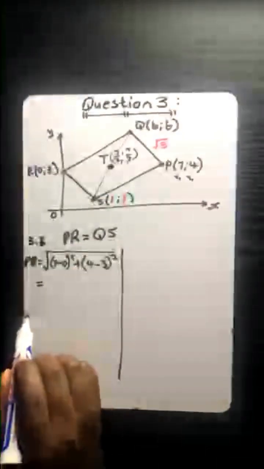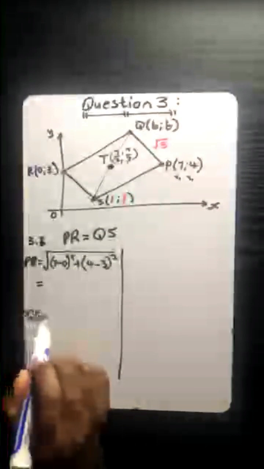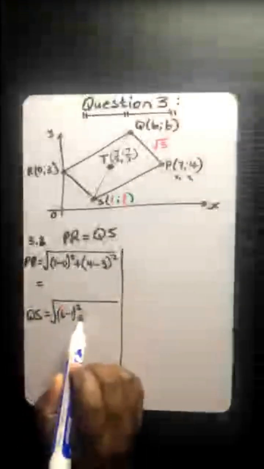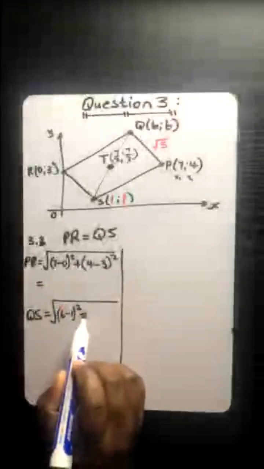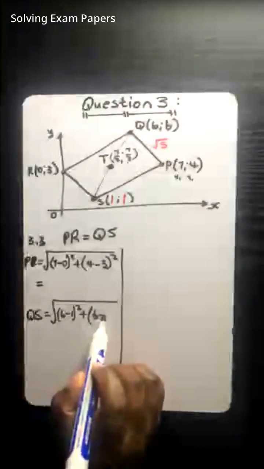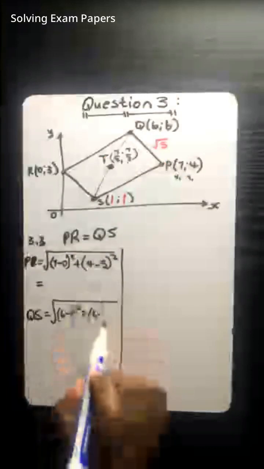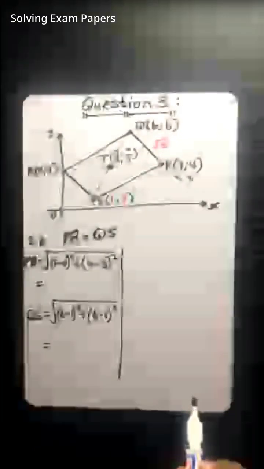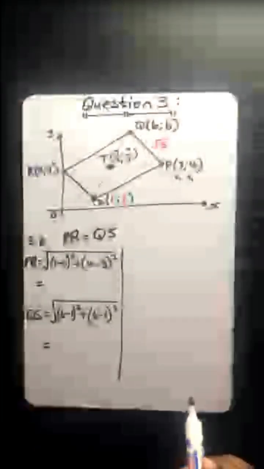And then we're also going to calculate QS. So for Q and S, maybe this second value, we have 6 minus 1, squared, plus that one there again, 6 minus 1, squared. And then what is the distance for that one? What are you guys getting there?